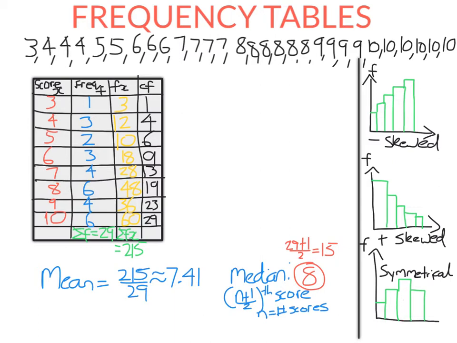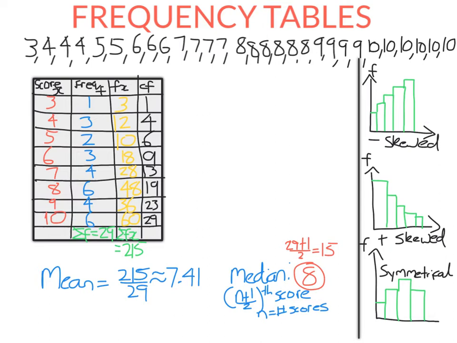The data doesn't have to be exactly symmetrical. What we mean here is that the highest frequency scores are in the middle. For positively skewed, the highest frequency scores are closest to the minimum, and for negatively skewed, the highest frequency of scores are closest to the maximum.